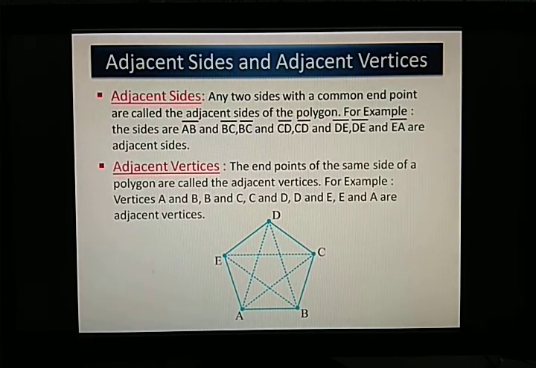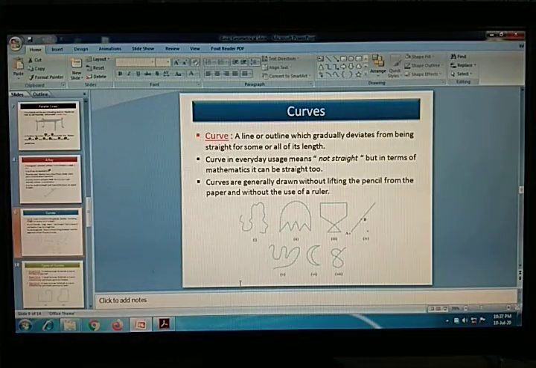Similarly, there are adjacent vertices also. Say D and E, E and A, whichever are nearby, neighboring, are called adjacent vertices. So that's it then. I hope you have understood it. You can go through your textbook again. You can draw the diagram yourself and check which terms have been discussed in today's class.